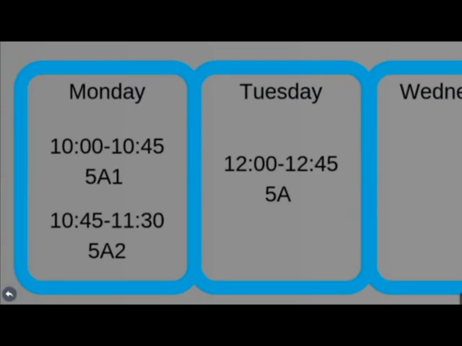5A1 has class once a week on Monday at 10. Class 5A2 also has class once a week, but on Monday at 10:45. The two groups of a class are usually back-to-back on a given day and have between 12 and 20 students. This means that when 5A1 is having OEP class, 5A2 is with the LET for regular English class. The same is true for when 5A2 is having OEP class. 5A1 is in a regular English class.